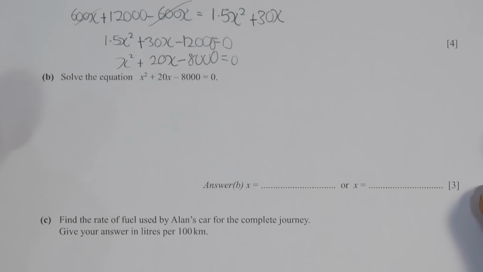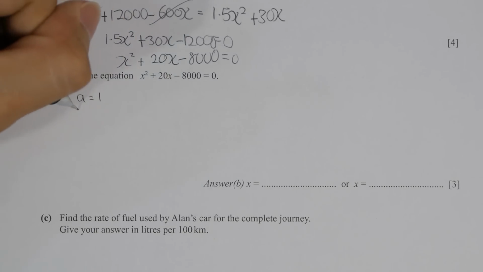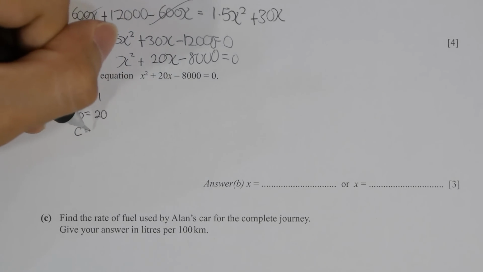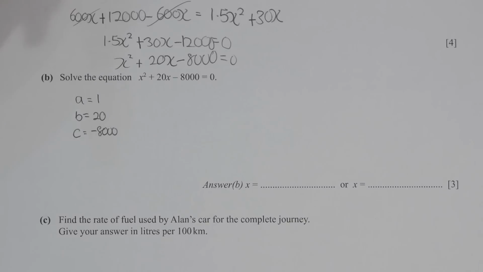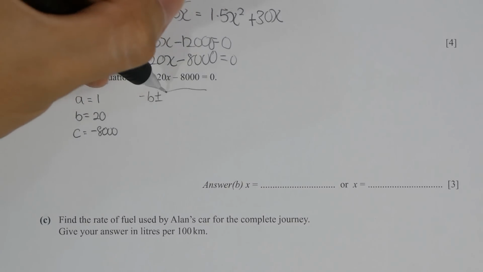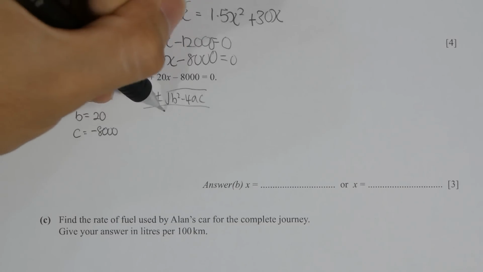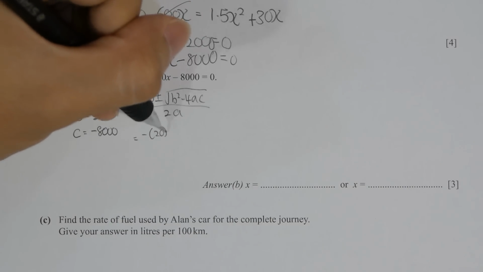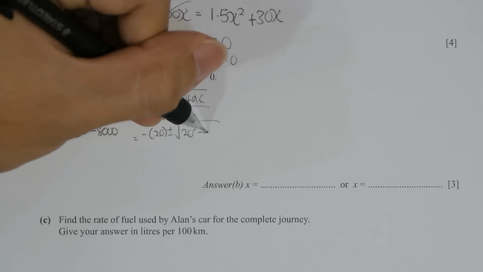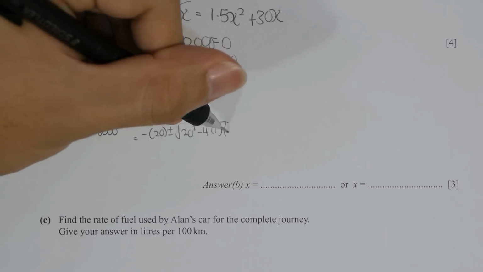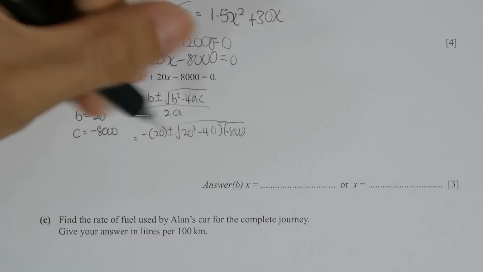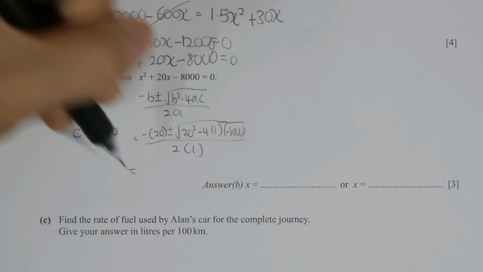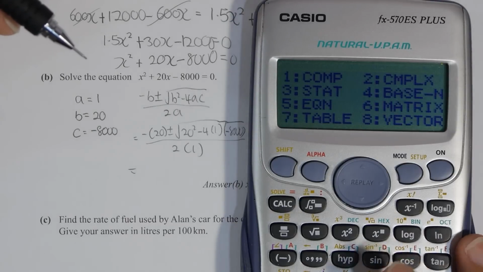With the equation above, we can now identify A as 1, B as 20, and C as negative 8,000. Utilize this information and substitute it into negative B plus or minus the square root of B squared minus 4AC, over 2A, to identify the final answer.